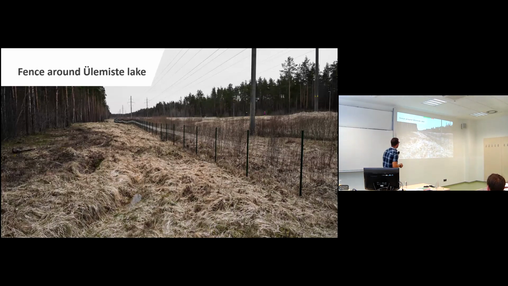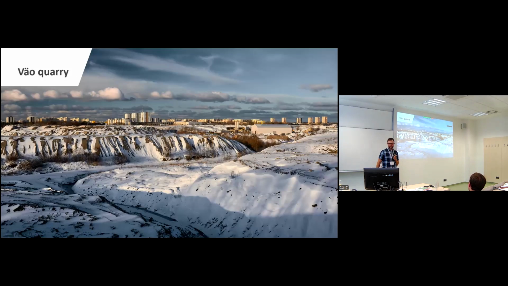This is an 11-kilometer fence around Ülemiste Lake. Tallinn gets its tap water from the lake. So the fence protects the lake from the people, but it also slices the forest habitats and blocks wildlife movement. We have 2 large limestone quarries right on the border of the city that also either block or disturb animal movement.